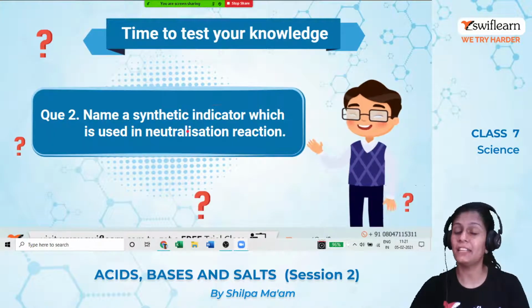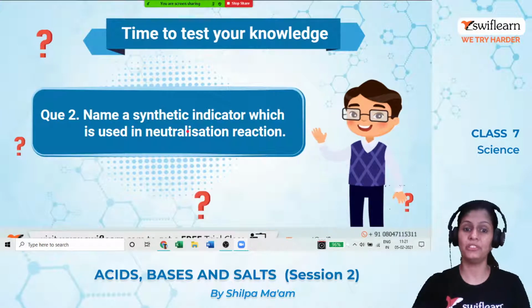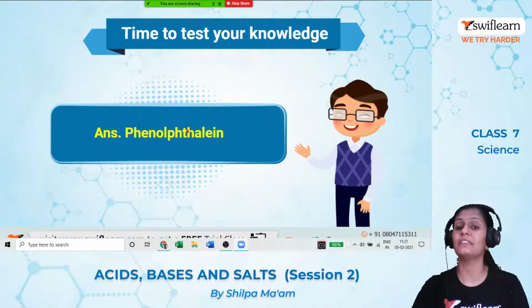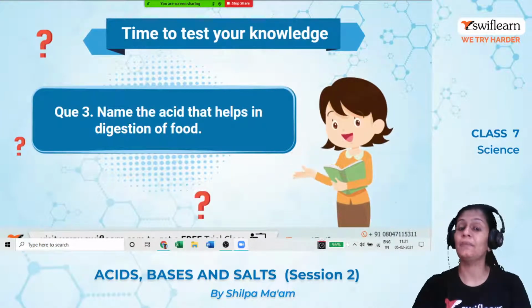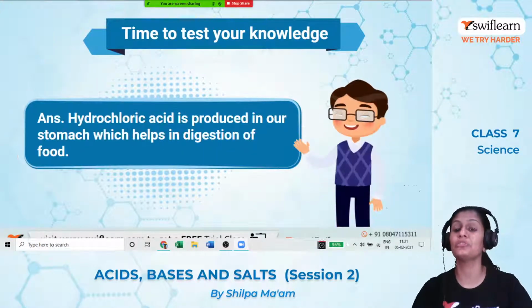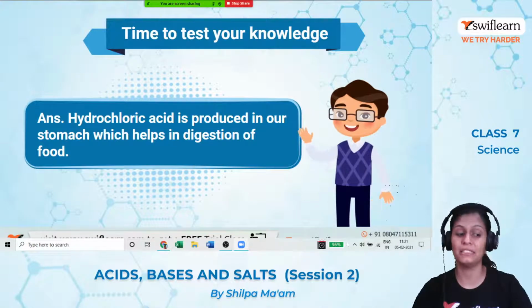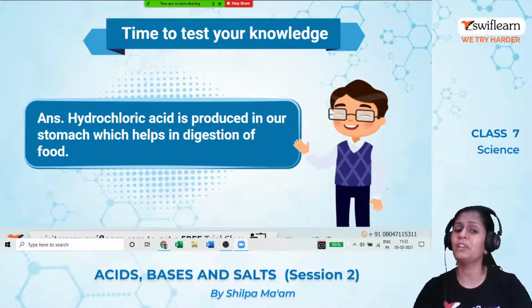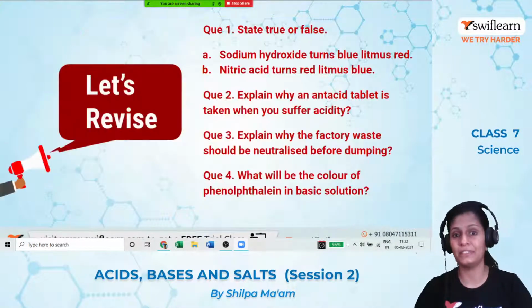Now, what is a synthetic indicator that is used in a neutralization reaction? The synthetic indicator is phenolphthalein. Name the acid that helps in the digestion of food. The acid that helps in digestion of food is hydrochloric acid, which is present in our stomach. Too much of hydrochloric acid is going to cause acidity to us.